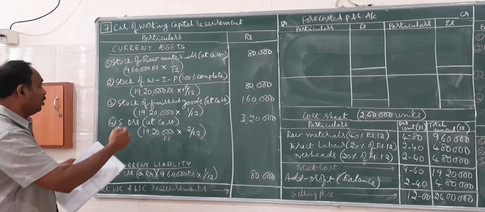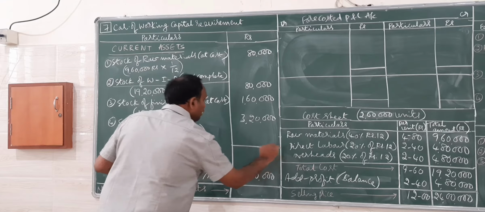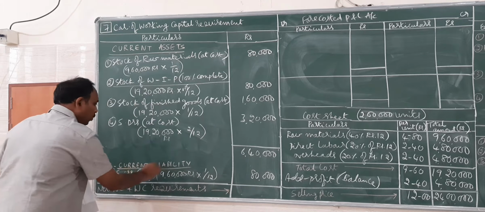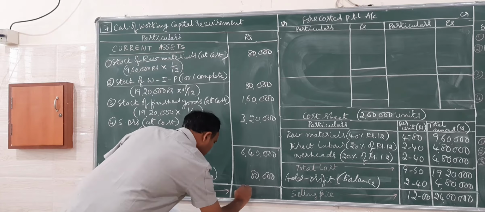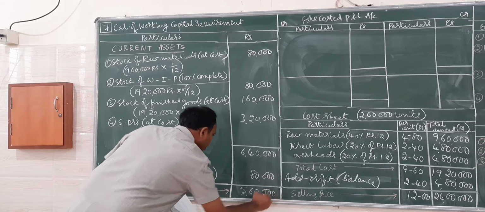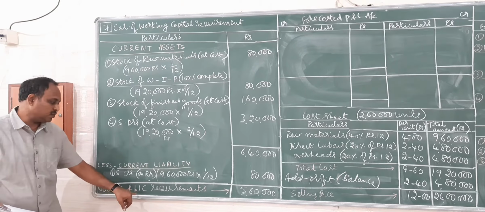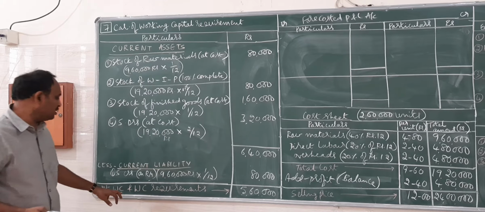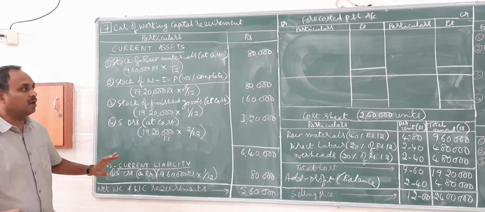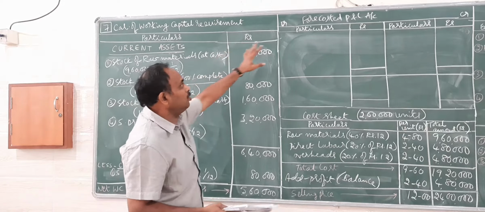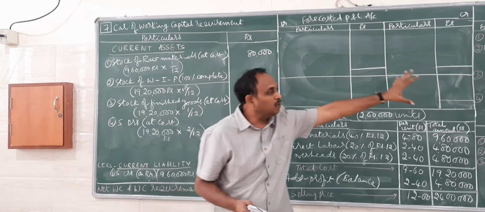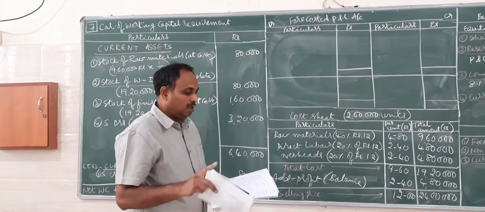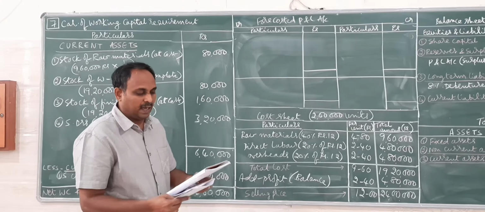Now we have to go for the total of current assets and current liabilities. Let me total the current assets. It becomes 6,40,000, minus one current liability we have, 80,000. So it becomes 5,60,000 for net working capital as well as working capital requirement. So current assets minus current liability is the working capital requirement as well as net working capital. Once I finish this, then I have to move on to the forecasted P&L account. Then I have to finalize the balance sheet details. So let me get into the forecasting P&L account after working capital requirement.